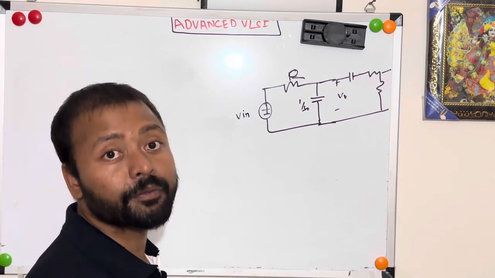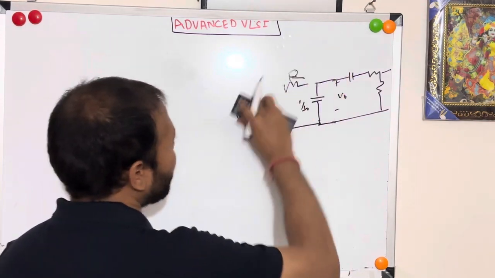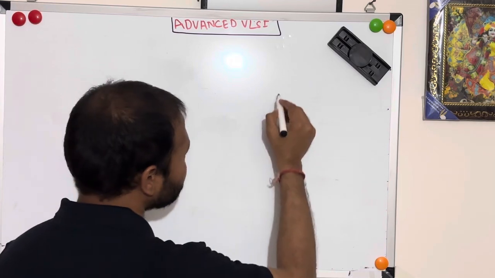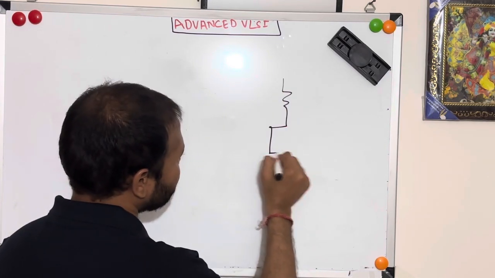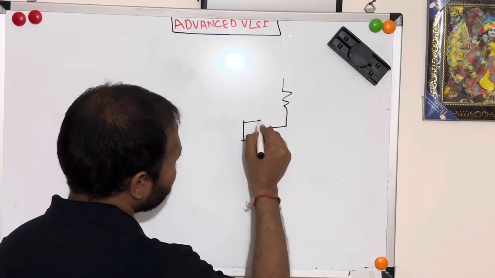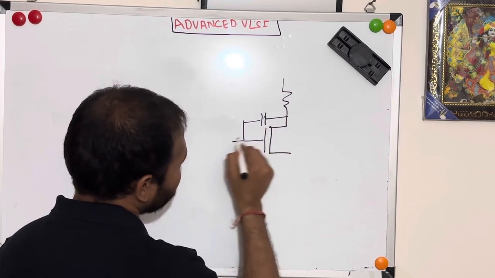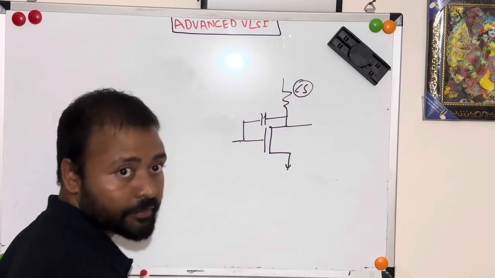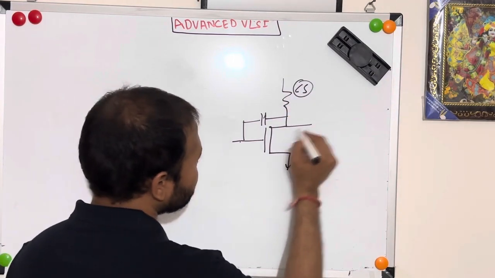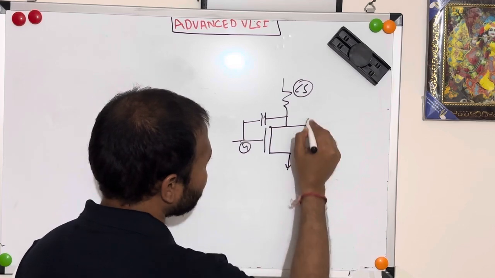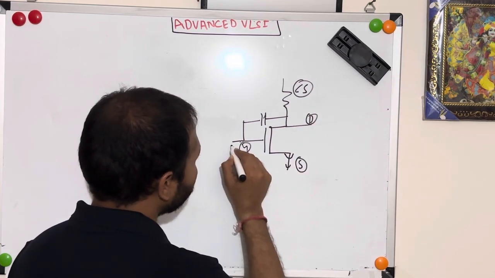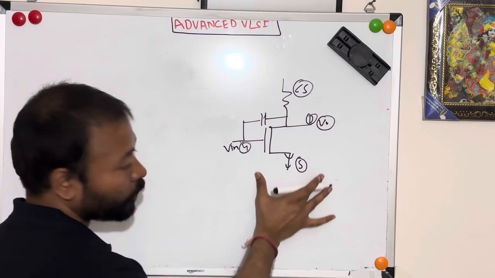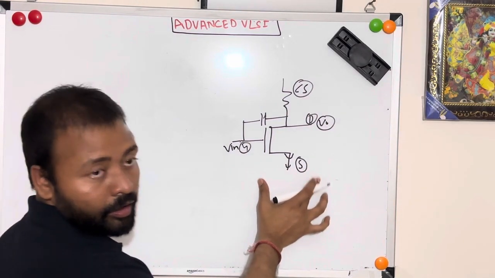I will tell you how you can easily find the basic transfer function. Let us suppose I have a circuit like a MOSFET, and this is the common source, correct? Why am I saying common source? Because this is the gate terminal, this is the source, and this is the drain terminal. So I am applying V in here and taking V out here. So the common part is the source, that's why it is a common source.